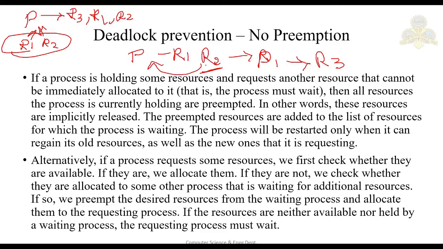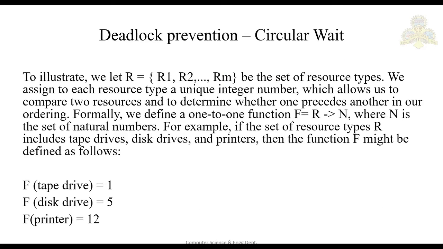If the resources are neither available nor held by any waiting process, then the requesting process has to wait. In our case, suppose your resource R2, which your process P requests, is not available and is also not being used by some other process. In this case, your process P has to wait until R2 becomes available. Okay, so the last one is circular wait.